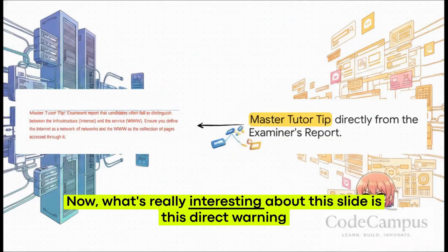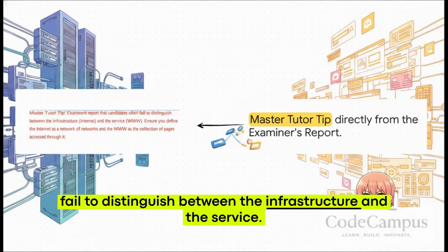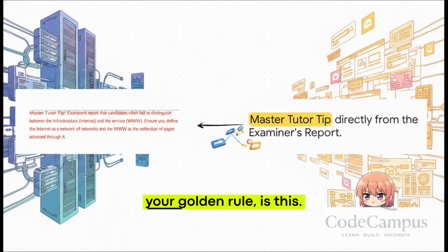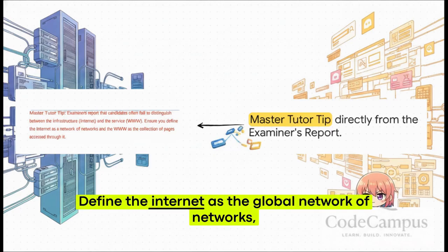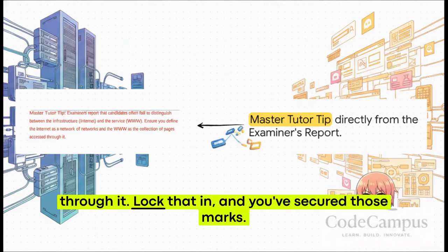Now, what's really interesting about this slide is this direct warning pulled straight from the examiner's report. They literally call out that candidates fail to distinguish between the infrastructure and the service. So if you get a question asking for the difference, your golden rule is this: define the internet as the global network of networks, and define the World Wide Web as the collection of pages accessed through it. Lock that in, and you've secured those marks.